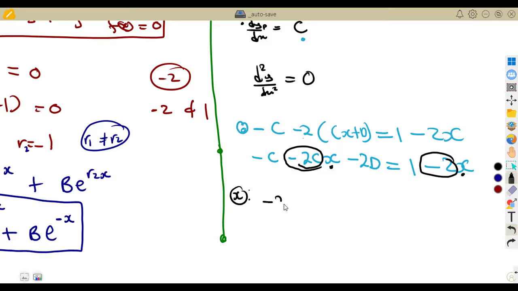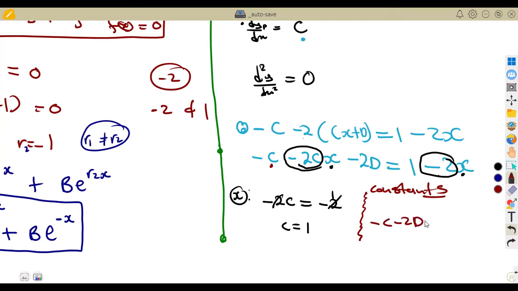On the left-hand side, minus 2C must be equal to the coefficient of x on the right-hand side, so that you can calculate the value of C. If we divide by -2 on both sides, C is going to be 1. All right, you do the same thing for the constants. Working with the constants, you are going to equate the constants. What we have here is minus C minus 2D. These are constants. It must be equal to the constant on the other side, which is 1. But we have the value of C, which is 1. So minus C is minus 1.